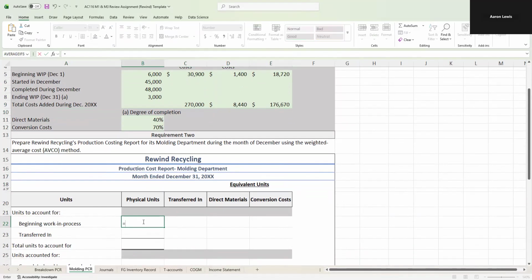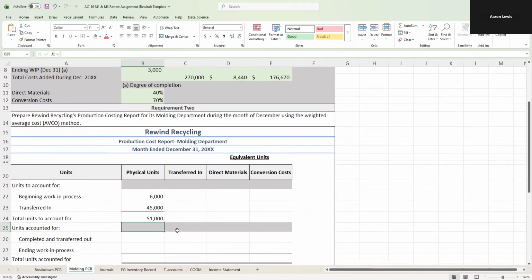So for physical units that were in beginning WIP, our information tells us that the molding department had 6,000 bins that they were working on when the period started. And then during the period, the breakdown department sent another 45,000 bins to the molding department to be molded into finished bins. So all in all, between what was here and what was transferred to us during December, we've got 51,000 bins that we need to account for.